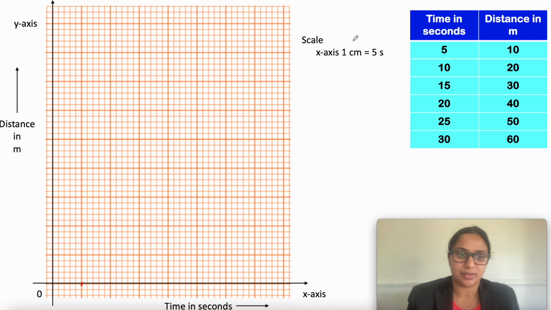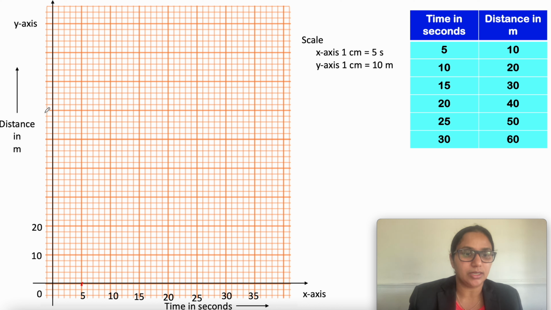How do we plot that? Starting from the origin, 5, 10, 15, 20, 25, 30. That means on the x-axis 1 centimeter is 5 seconds. But what about the y-axis? It starts from 10 meters and goes to 60 meters. We choose 1 centimeter as 10, 20, 30, 40, 50, 60. So on the y-axis we take 1 centimeter as 10 meters: 10, 20, 30, 40, 50 and 60. Okay. Next we have to start plotting.